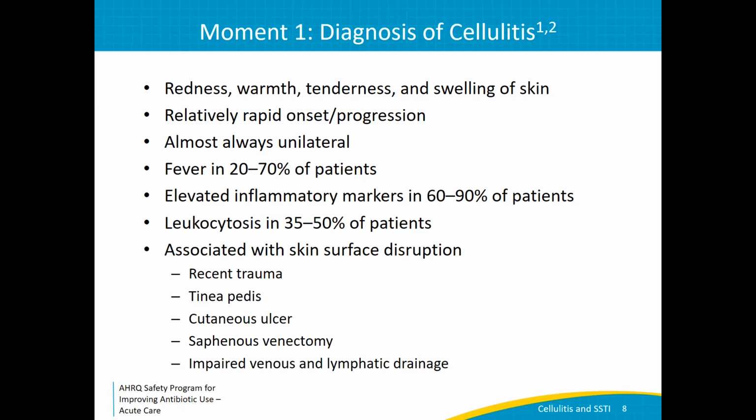Cellulitis is often associated with some sort of skin surface disruption, like recent trauma to the skin, or other infections like tinea pedis or athlete's foot. Any sort of ulcer or a prior surgical procedure like a saphenous venectomy, or a resident who has chronically impaired venous or lymphatic drainage due to lymphadenopathy or a lymphatic injury, or due to a condition like chronic heart failure is also at increased risk for cellulitis.